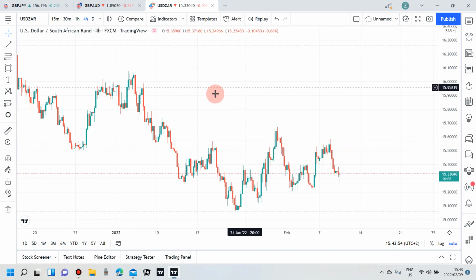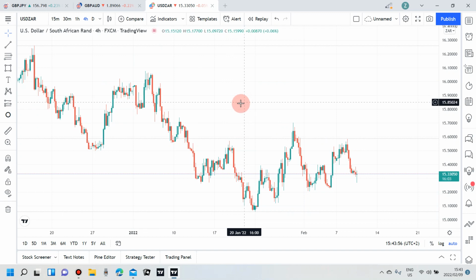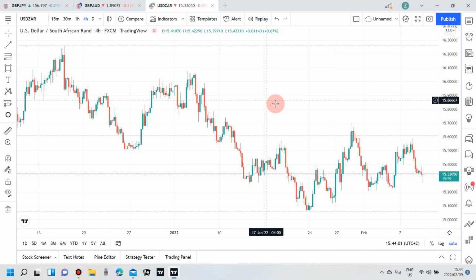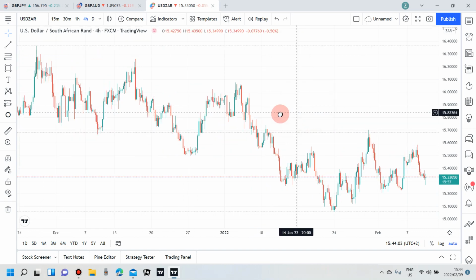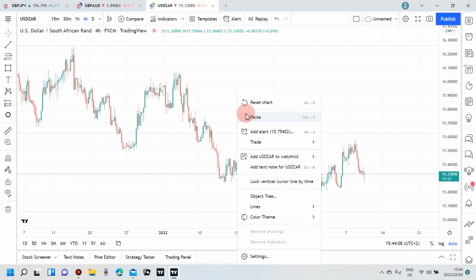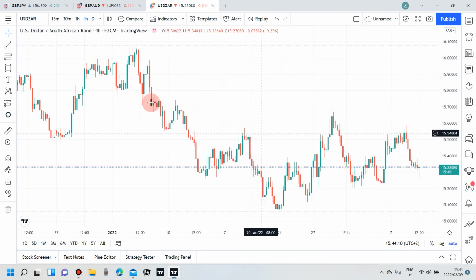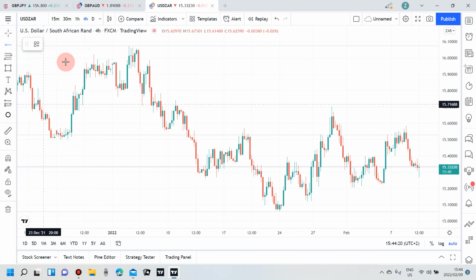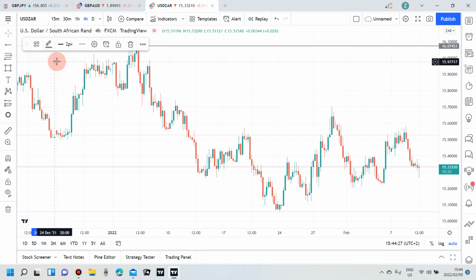So on the 4-hour time frame, the first thing that I need to look at is my highest high and my lowest low. Okay, let me reset the chart. So my highest high is obviously here, right? Meaning that this is my highest and my resistance for the overall time frame.